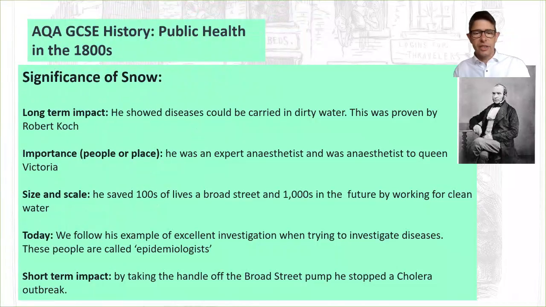So Snow's a really interesting character, and he's obviously important for surgery, but he also has an importance for public health as well. So in the long term, he showed disease could be carried by dirty water, and this was proven by Robert Koch's discovery of germs causing disease.